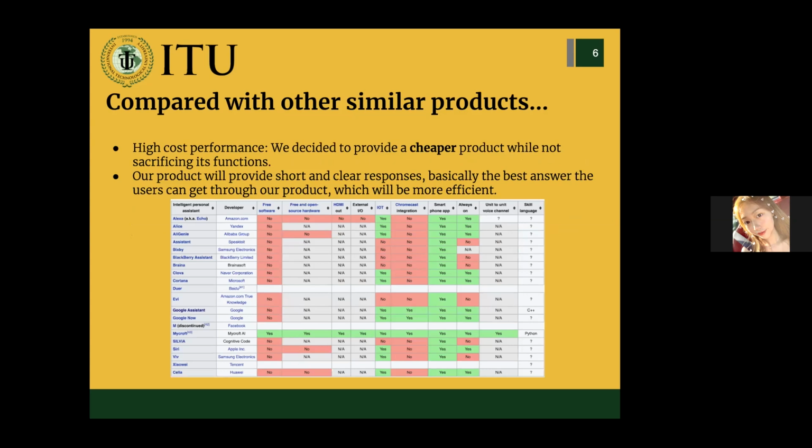Here I list a table to compare our products with other similar notable ones. We can see in this table several famous ones, including Alexa, Alice, and Google Assistant. Most of these products do not provide free software and also are without open source hardware. So the technology part is still a challenge for all of us.